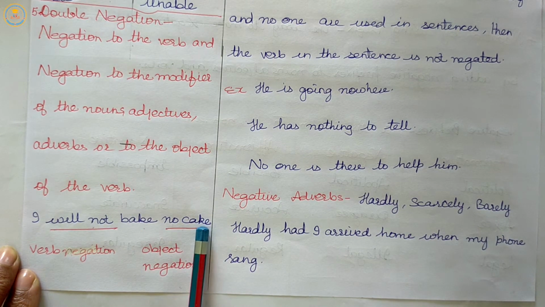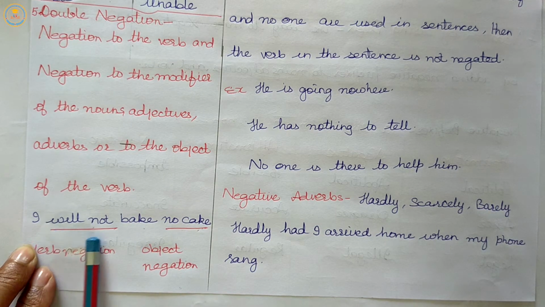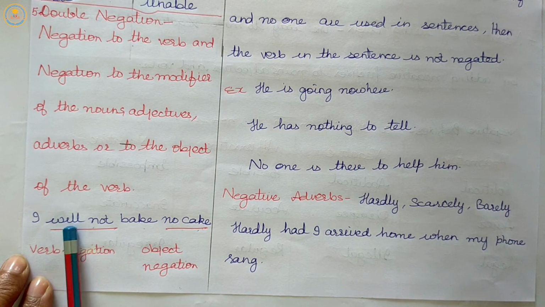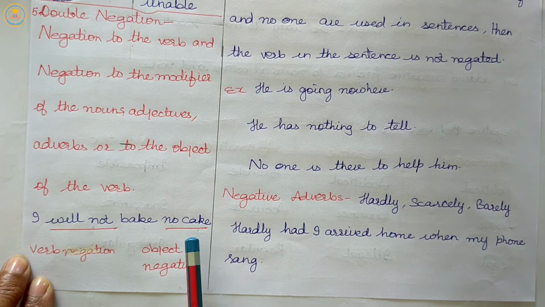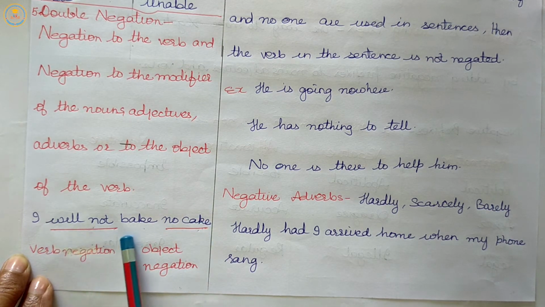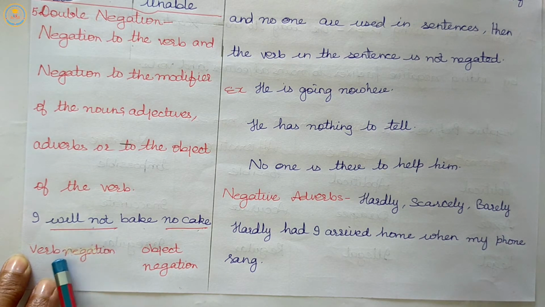I will not bake no cake. Here we are talking about the cake. Means you are not going to bake the cake. First your action is not positive, and secondly the work you are doing is not in the positive form. So, I will not bake no cake. Will not, verb negation, means you are not going to do anything, but what you are not going to do is baking the cake. So here, object negation means you are denying to do this work. In this sentence we can easily find double negation: negation to the verb and negation to the modifier of the noun, adjective, adverb, or the object of the verb. So will not, verb negation; no cake, object negation.